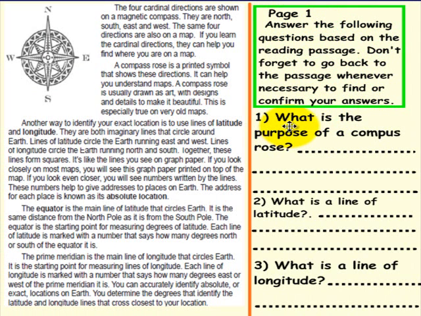Question 1. What is the purpose of the compass rose? Question 2. What is a line of latitude? And question 3. What is a line of longitude? If you would please, pick up a pen and answer these 3 questions. Please do that now.